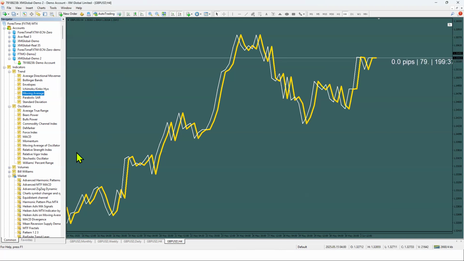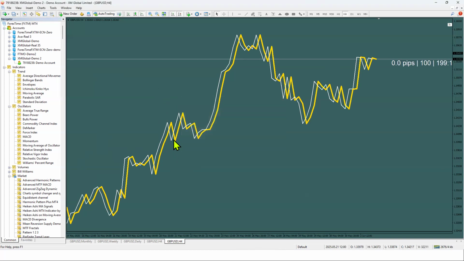I don't know if it makes sense to you. It does. So if price is moving average 1, moving average 1 is price. I can take away this moving average.